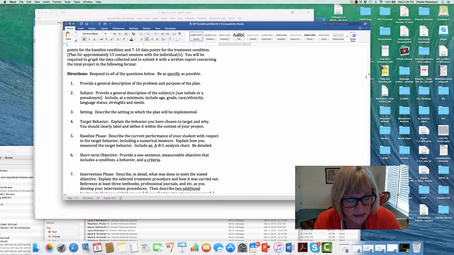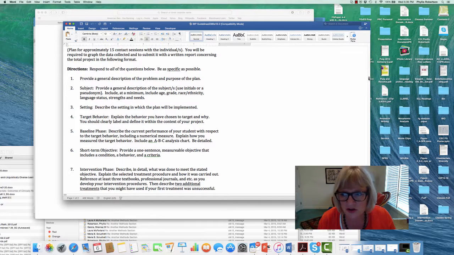We talked about this in class, but try to be realistic in terms of the short-term objective that you set. You've had not even an entire semester to work on this project. And so remember, if the child or the individual is exhibiting this behavior quite frequently, 3 weeks later, they're not likely to have that behavior completely extinguished. So be realistic in terms of what you establish.